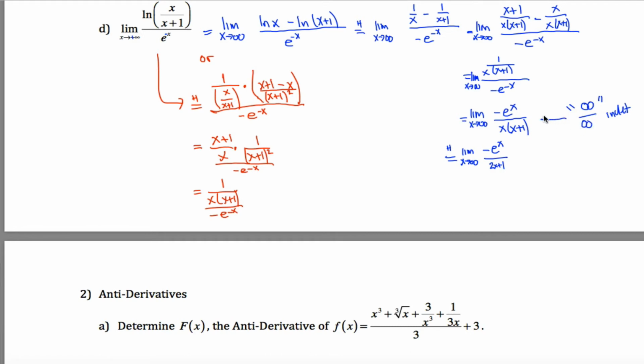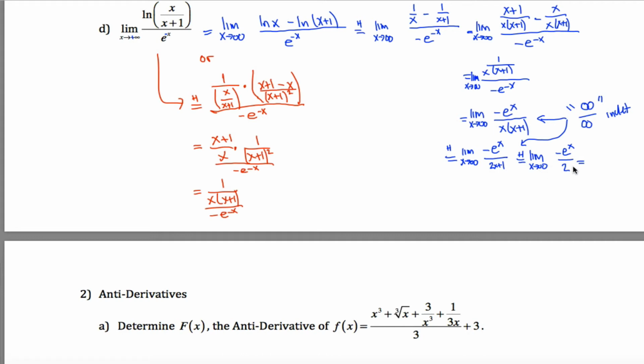All right, just like I did here, I also do there. Because e to big is still big, and 2 times big plus 1 is still big. So what that means is I can use L'Hopital's rule again. And I got the limit as x approaches infinity of the derivative of the top, which is negative e to the x. The derivative of the bottom is just 2. Aha! We can figure this out.